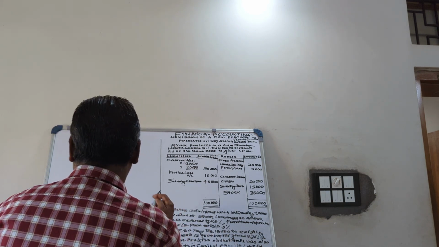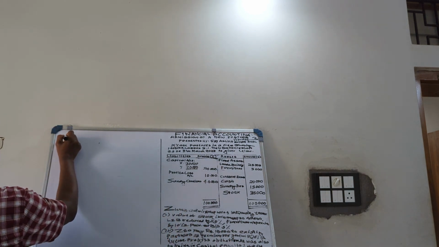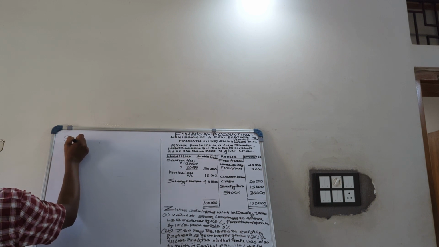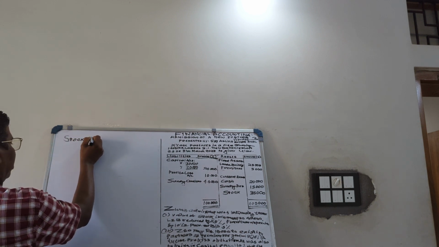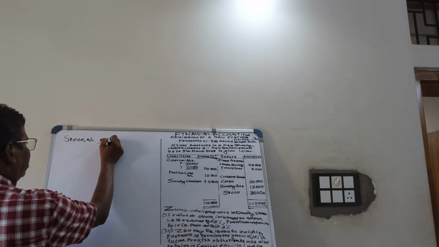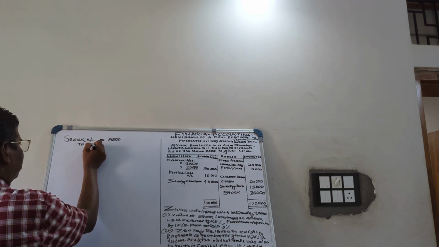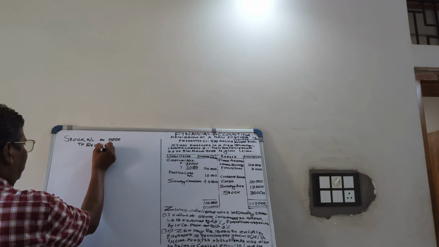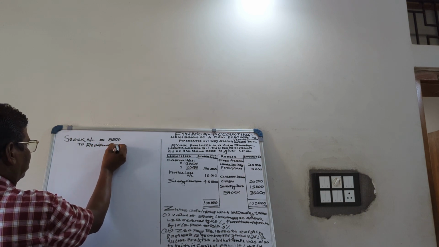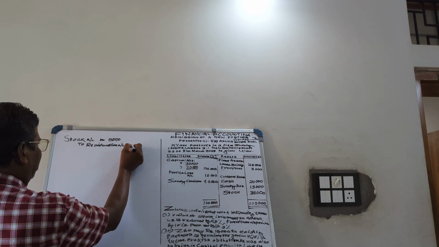So under revaluation account, the first journal entry is stock account debited 5,000 to revaluation account, being increase in the value of asset debited to the particular asset account.